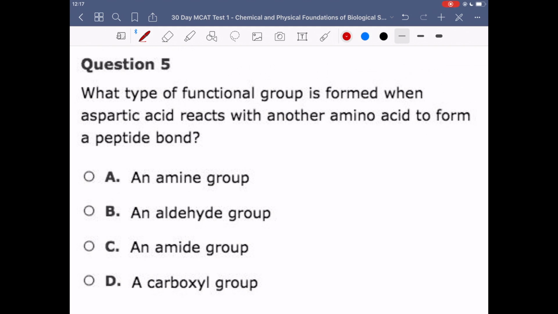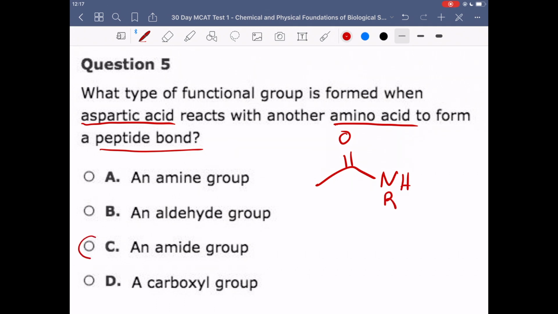And in question 5, we're asked what type of functional group is formed when aspartic acid reacts with another amino acid to form a peptide bond. So aspartic acid is an amino acid, and then when it reacts with another amino acid and forms a peptide bond, what is that? So a peptide bond looks essentially like this, and then there'll be some R group as well. And that is also called an amide group.